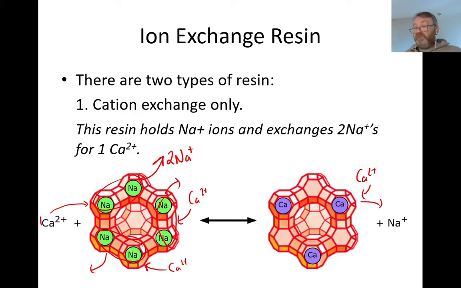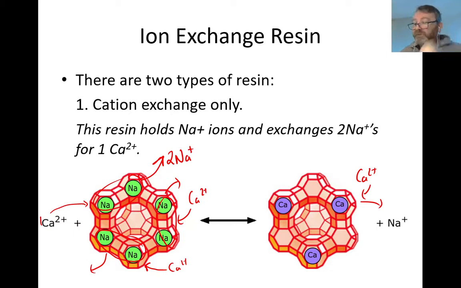So what we have to do in order to replenish the ion exchange is we have to wash the resin beads through with salty water, and that reverses the process. It kicks out the calcium and it replenishes the sodium. Okay, so listen to that again.